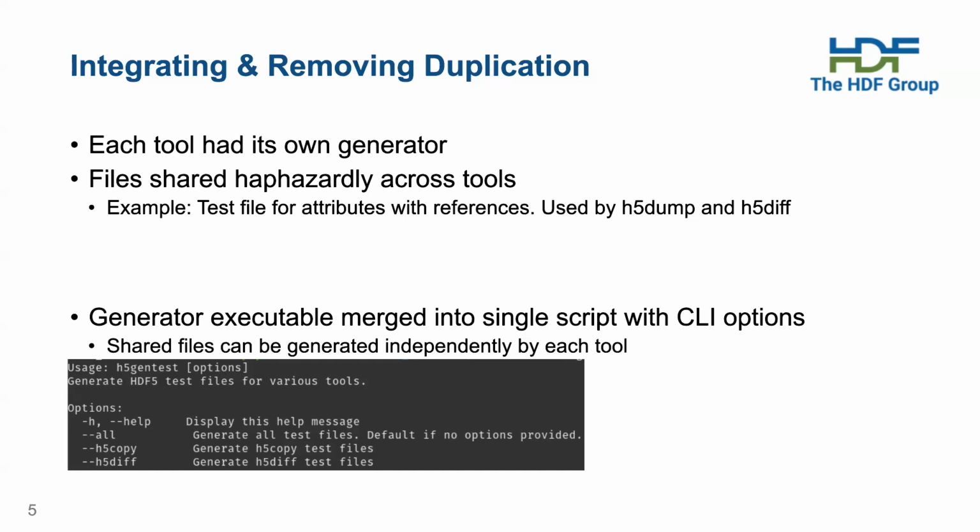Since then, we've merged the generator scripts into a single shared executable, h5gentest, which pulls the definitions for individual test file generation functions from specific tool headers. So now if there's some test file that multiple tools want, because that function is shared to generate that file, they can each independently generate their own identical copy and do whatever they need to do to it. Here you can see a little snippet of the help display for the h5gentest script. You can generate all the test files or just the ones for whichever particular tools you're interested in testing.